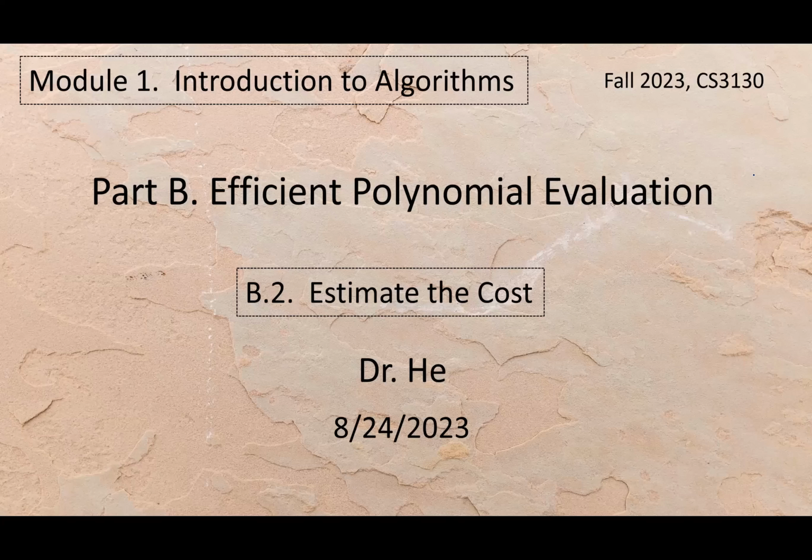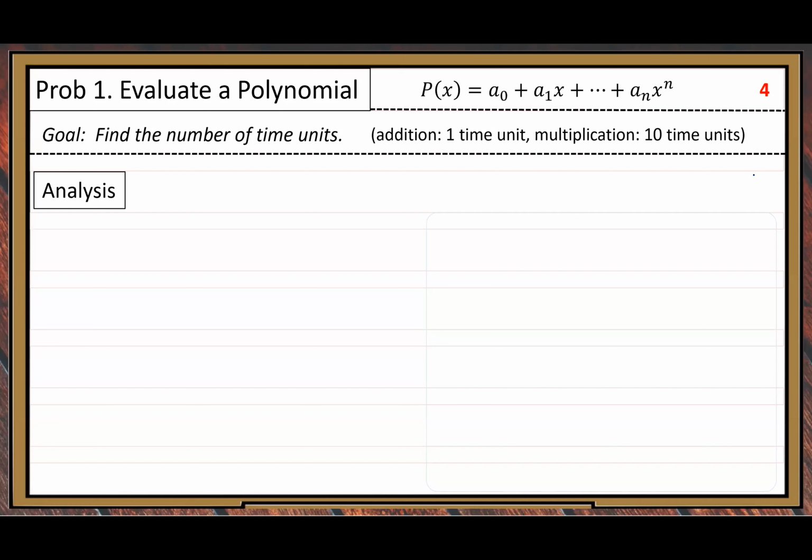We want to estimate the cost. We need to do the computation. We need to really calculate the number of time units. After that, we need to think about, can we improve that performance measure? So that's our plan. Continue our analysis this time.